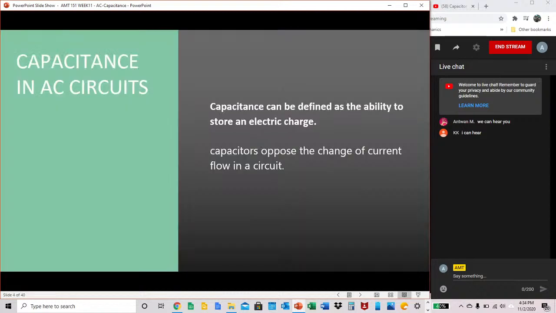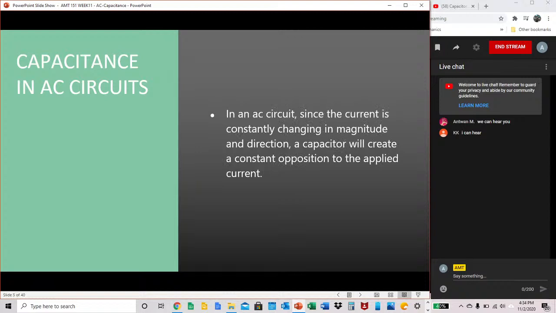Capacitance in AC circuits. The capacitance can be defined as the ability to store an electric charge. Capacitors oppose the change of current flow in a circuit. In an AC circuit, since the current is constantly changing in magnitude and direction, a capacitor will create a constant opposition to the applied current.